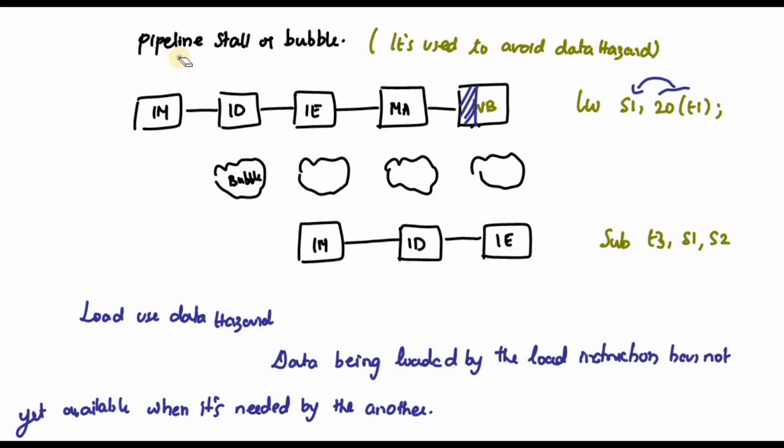If I use the bubble, you can see between this one I am using a pipeline register. So from the memory only, the load instruction will load this data. So the S1 data is available at this pipeline register, and I'm going to transfer that into this ALU, that is instruction execution. By this way, I can avoid this load use data hazard.